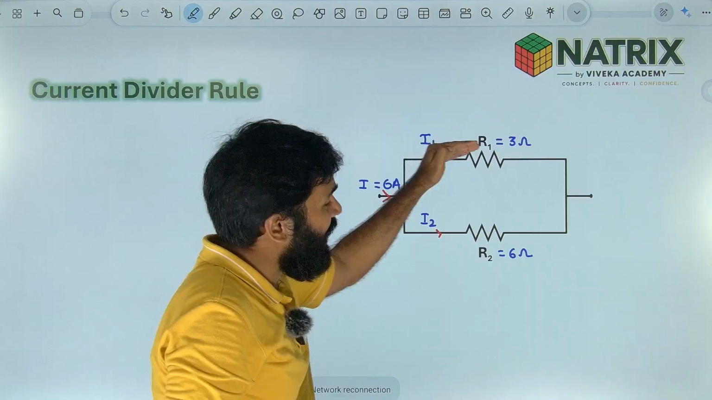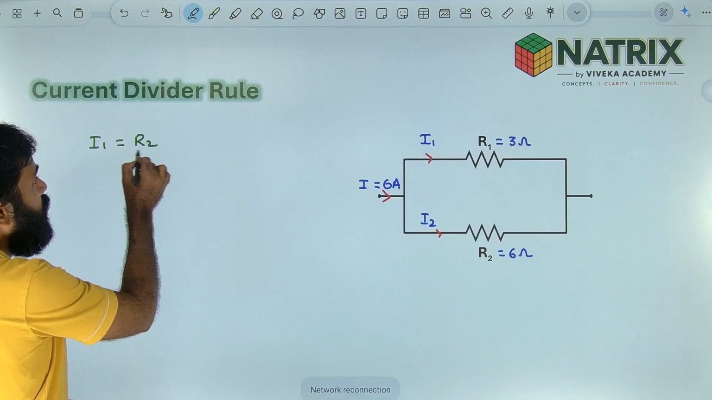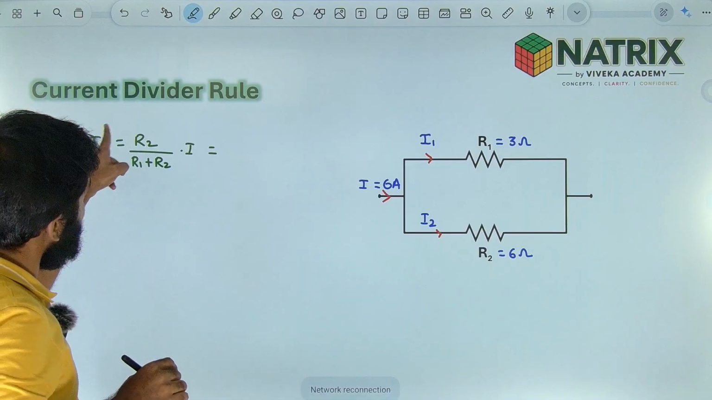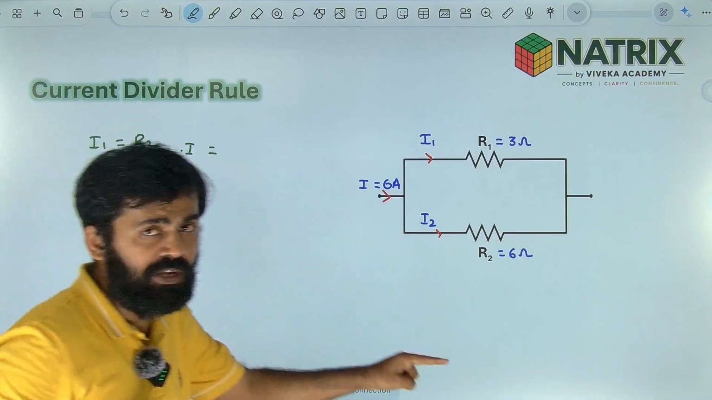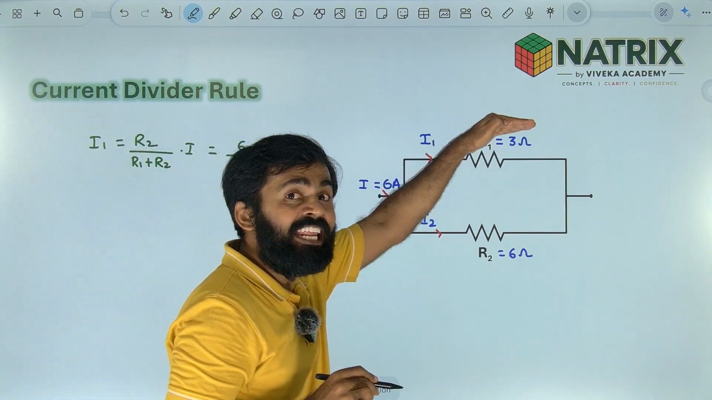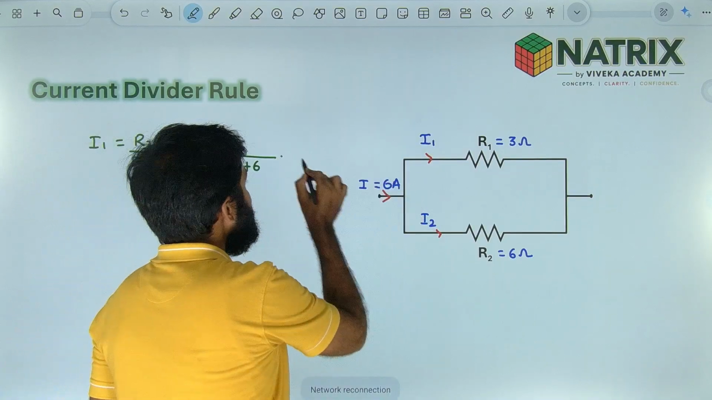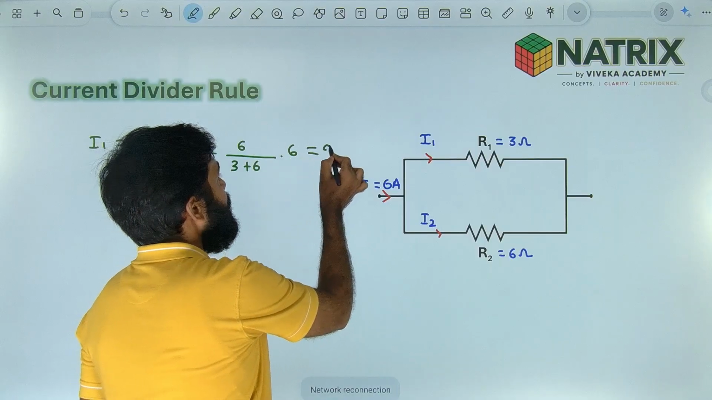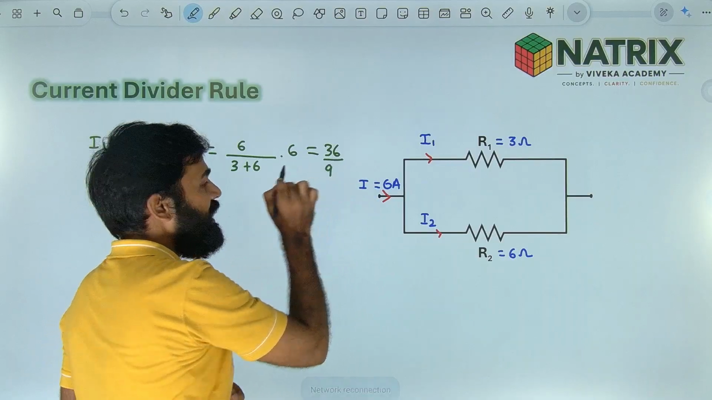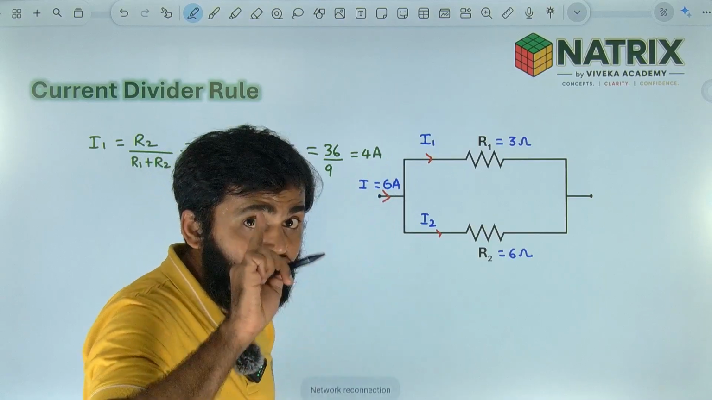See here, what is the expression I got in the previous case? I got I1 as R2 by R1 plus R2 into I. Correct? When it is I1, here it is R2. Remember, the R2 value is 6 ohm. So R2 is 6 divided by R1 plus R2, which is 3 plus 6, into total current I, which is 6 here. Correct? 6 sixes are 36, divided by 3 plus 6, which is 9. 36 by 9 is 4 ampere.